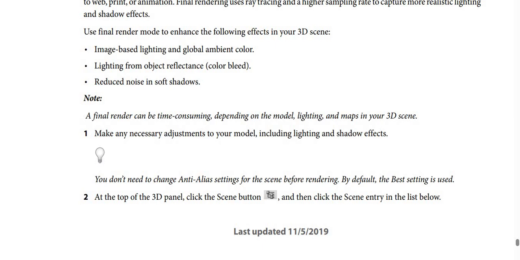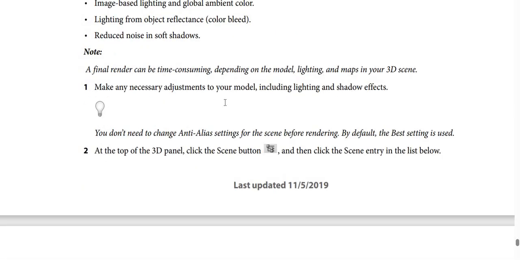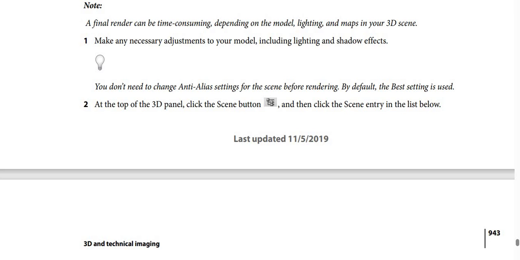A final render, by the way, can be time consuming depending on the model, lighting, and maps in your 3D scan. We have steps. Step number 1. Make any necessary adjustments to your model, including lighting and shadow effects. And by the way, you don't need to change the anti-alias setting for the scan before rendering. By default, the best setting is used.